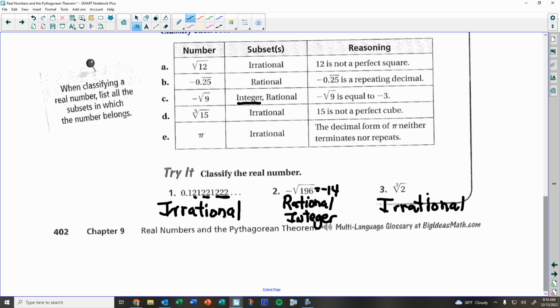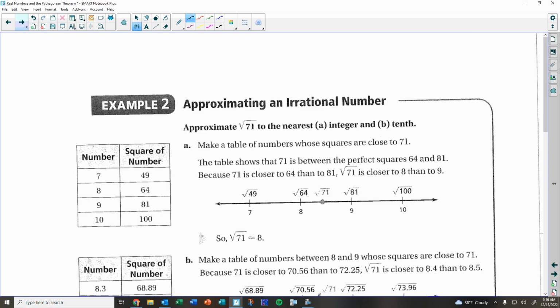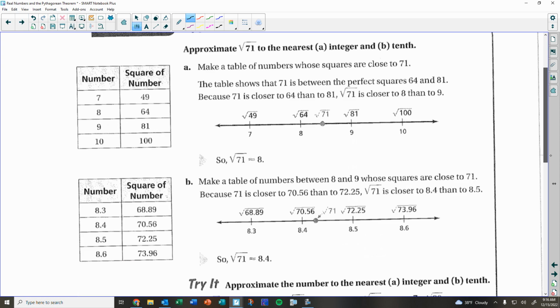Is this a perfect cube? No. Okay. So again, it just doesn't fall into the perfect cube, so it's irrational. All right. So again, just kind of getting to know the numbers, because now we're going to take it a step further. Now we're going to start kind of guessing where they fall between, to the nearest integer and to the nearest tenth. Okay.